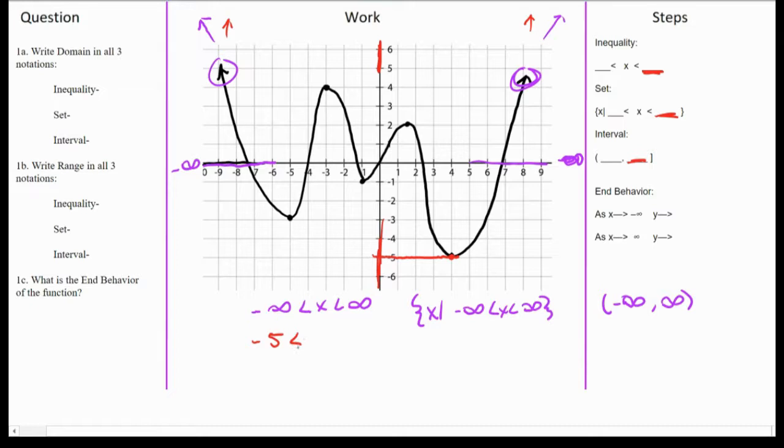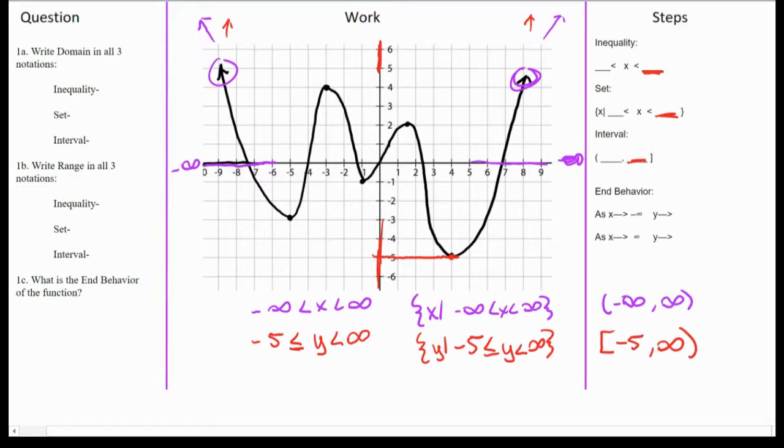My inequality notation here says less than or equal to, because it actually touches that value. It can't ever hit infinity, which is why we have the less than symbol there. So this kind of mimics my inequality notation. And then my interval notation uses a bracket because it actually touches it at negative 5. And there we go for the range.